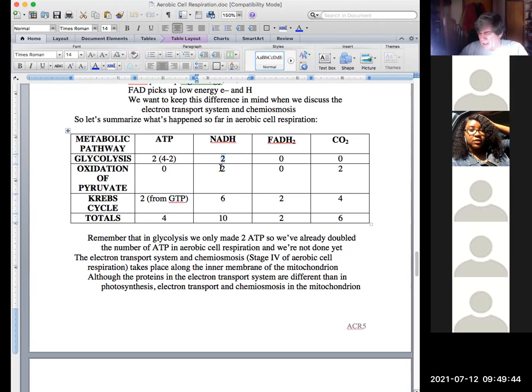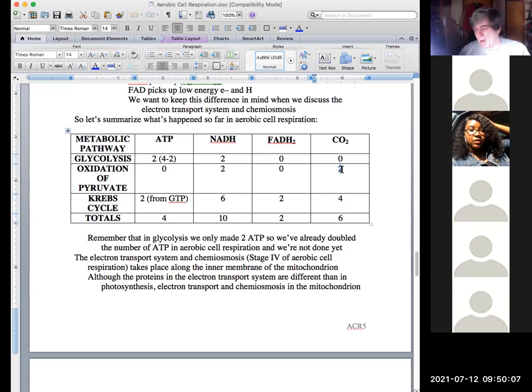We made 2 NADHs in glycolysis. We made 2 more in the oxidation of pyruvate, and we made 6. So we have a total of 10 NADH here. The only place where we've made FADH2 is down in the Krebs cycle, so we've only got 2.